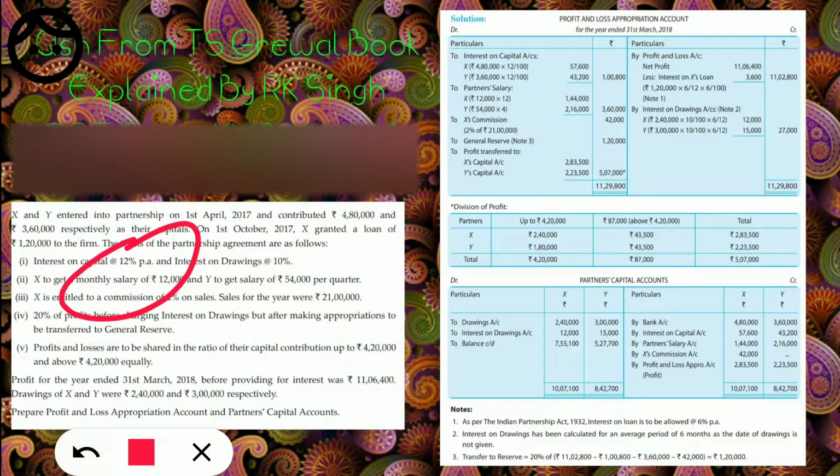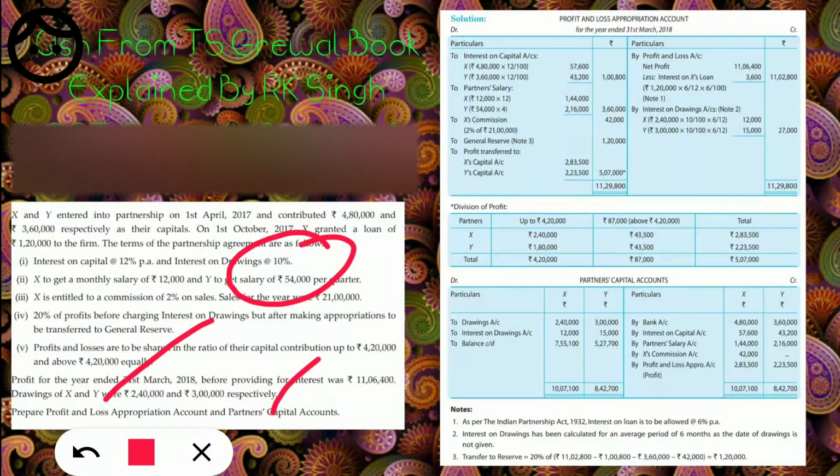Now, interest on drawing at the rate of 10%. The amount of drawing has been written below in the last sentence, 2,40,000 and 3 lakh. So as at the time of starting of question, we have recorded capital account in the credit side, and we know the drawing is the withdrawal of money from the capital. So it will be recorded in the debit side. Now, as we have calculated interest on capital in the debit side of profit and loss appropriation account, interest on drawing will be calculated in the credit side of profit and loss appropriation account.